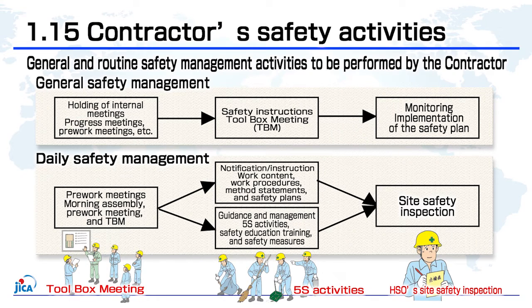Section 1.15 stipulates general and routine safety management activities to be performed by the contractor. As general safety management activities for contractors, it contains provisions of the holding of internal meetings, guidance on safety requirements, and implementation of monitoring. In addition, as the contractor's daily safety management, it requires toolbox meetings, dissemination of work details and safety plans to the contractor's personnel, guidance and management of 5S activities, and implementation of on-site safety inspections.